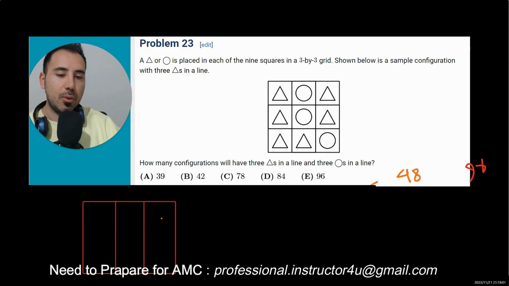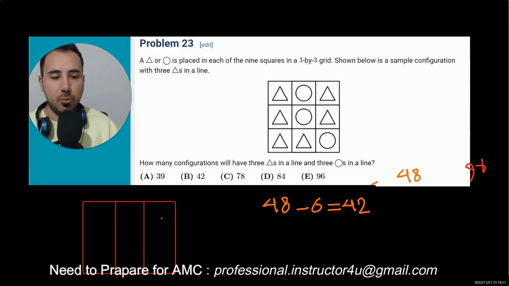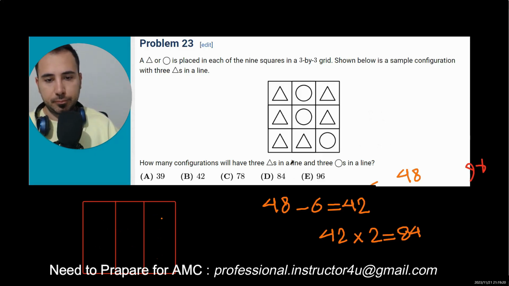So we need to go and take this 48 and minus it by 6. So it will be 42. But this 42 was for the vertical one. We still need to multiply that by 2. And we're going to get 84, which is going to be this one.